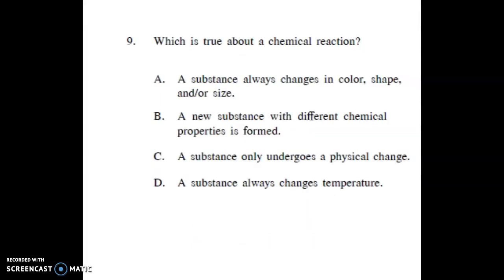Question 9. Which is true about a chemical reaction? A. A substance always changes in color, shape, and/or size. B. A new substance with different chemical properties is formed. C. A substance only undergoes a physical change. D. A substance always changes temperature.